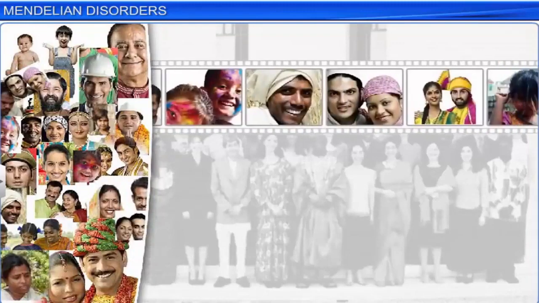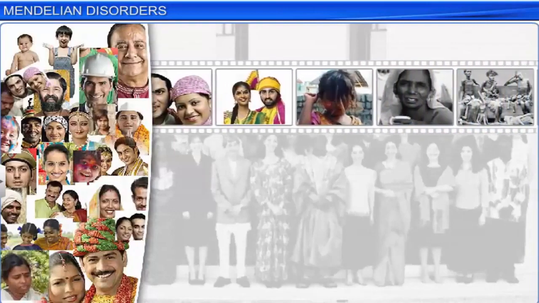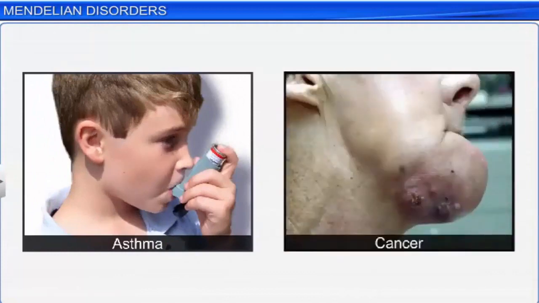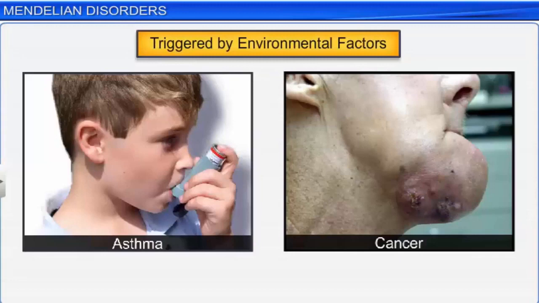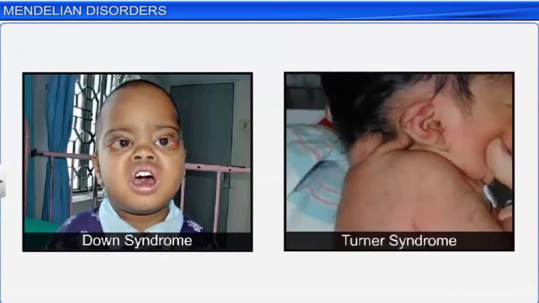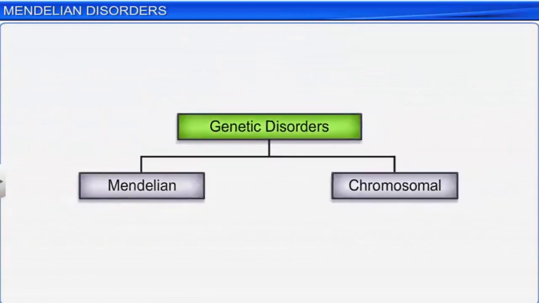While some of these genes lie hidden in a recessive form all through our lives, there are others that show their influence later in our lives when triggered by environmental factors. There are also a few genes that show their presence immediately after birth or even before we are born in the form of genetic disorders. We can broadly classify genetic disorders into two types, Mendelian and chromosomal.